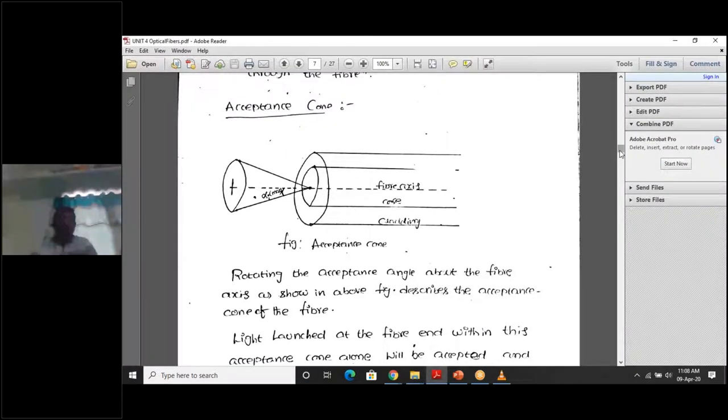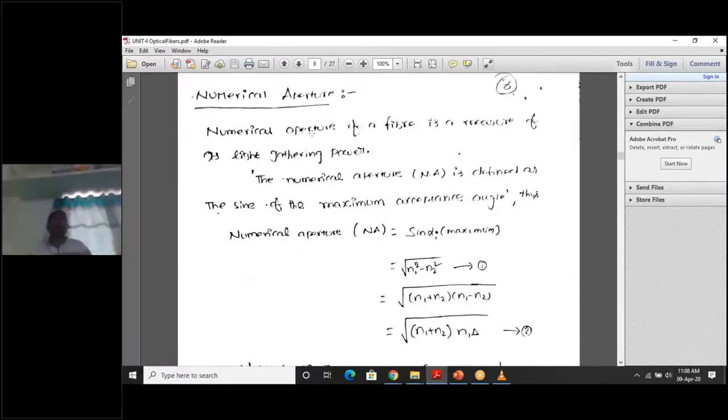Right. The next concept is numerical aperture. The light gathering ability of the optical fiber is called numerical aperture in definition. What is light gathering ability? For example, you and your friend are there. You are able to eat 5 chocolates, but your friend's ability of eating is 10 chocolates. So your friend's eating capability is more than yours. Like that, an optical fiber can catch the light. The ability to catch the light is called what? Numerical aperture. The light gathering ability of an optical fiber.